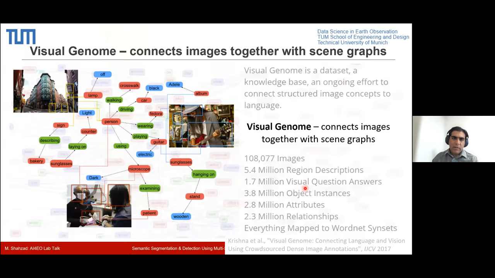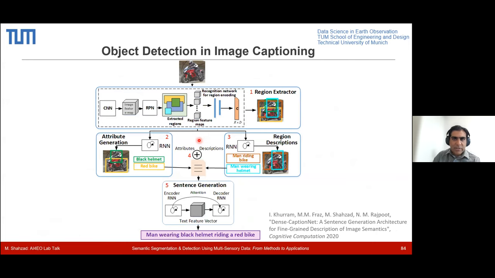So there's a very well-renowned Visual Genome data set, which actually connects the images together with the scene graphs. And we actually use this Visual Genome data set to generate some image captions. So I will just show you an architecture of how we did this.